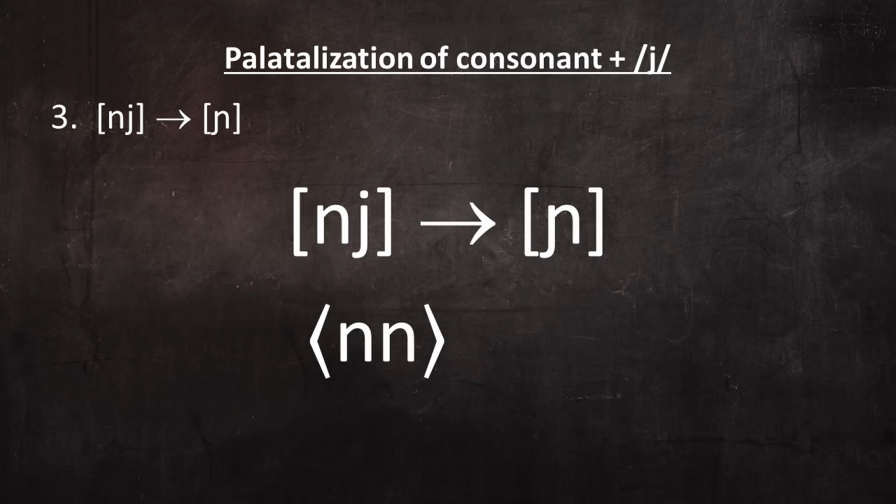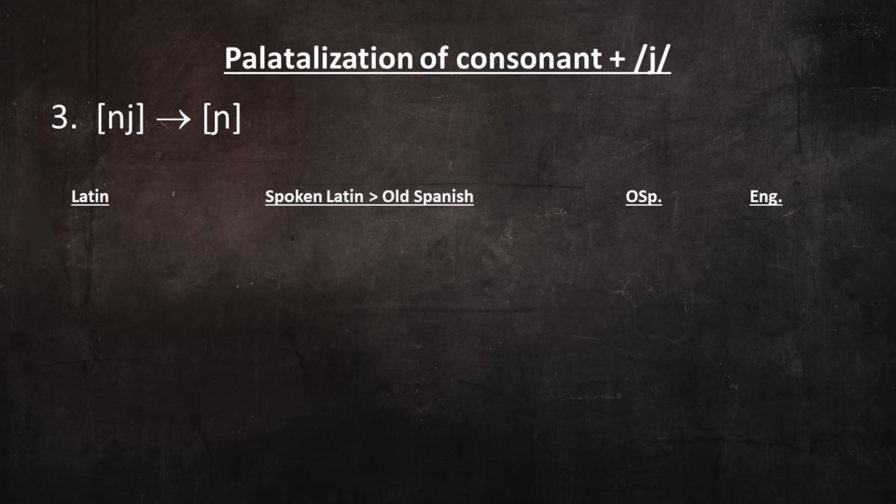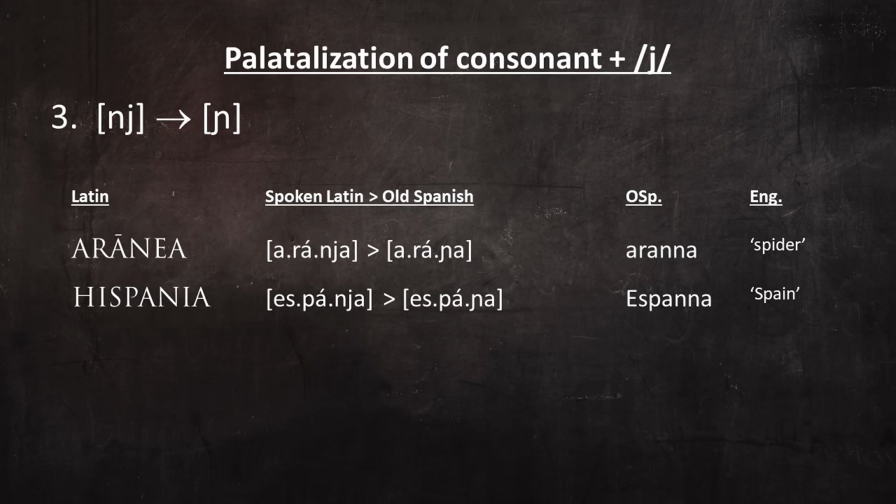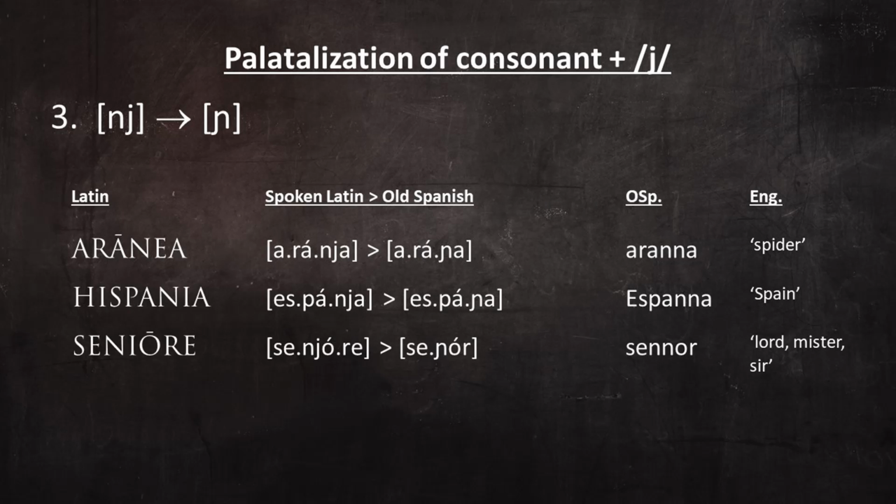In Old Spanish, ñ was spelled double N and later contracted to this character. Observe these examples. Araña became araña. España became España. Señore became señor. And viña became viña.